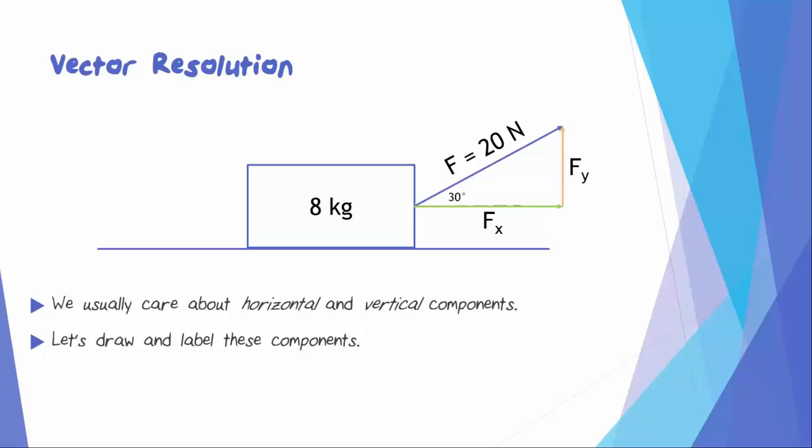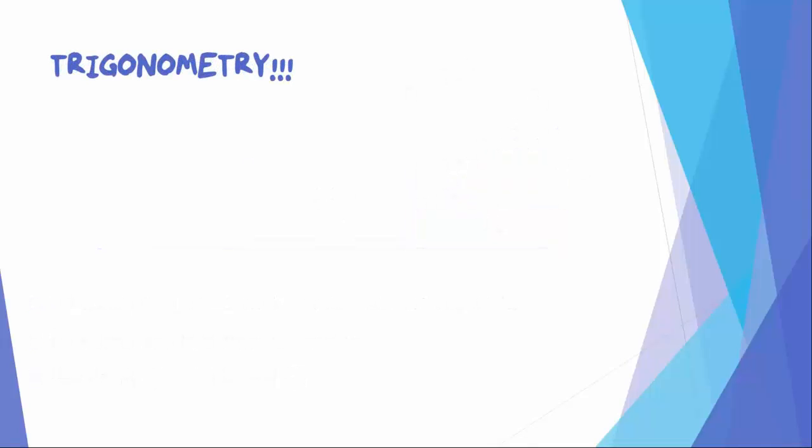Fx represents the component of the 20 newtons that is to the right, and Fy represents the component of the 20 newtons that is upward. How are we going to determine these? Trigonometry! I know that many of you are only taking trigonometry now, but I assure you the amount of trigonometry that we need to use to solve this problem is the basic trigonometry that you learned in middle school. Here's a reminder.